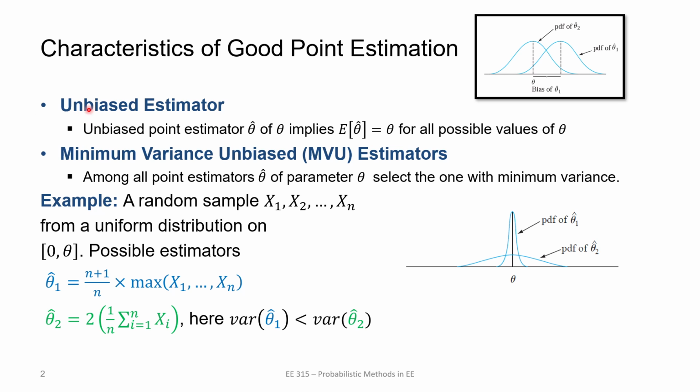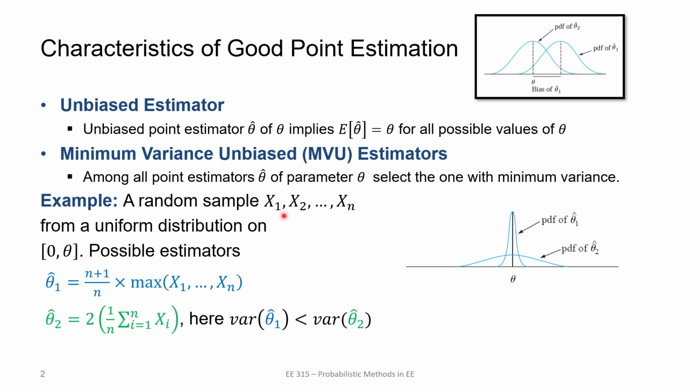Out of all these unbiased estimators, the best estimator is the one that has minimum variance. So we have MVUE, minimum variance unbiased estimator. So it's not just unbiased, it's also minimum variance. Among all estimators of parameter theta that are unbiased, select the one with the minimum variance. So we can have unbiased and, at the same time, minimum variance. Theta 1 here has minimum variance around the true value, so it will give you the exact value faster compared with the other, theta 2.